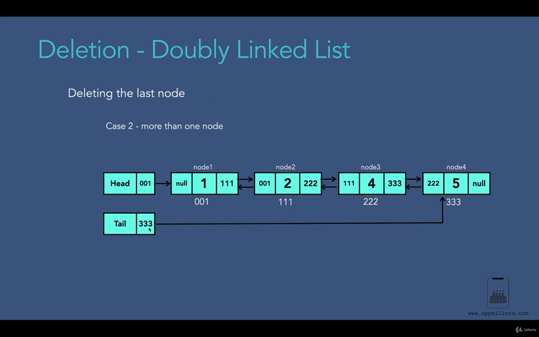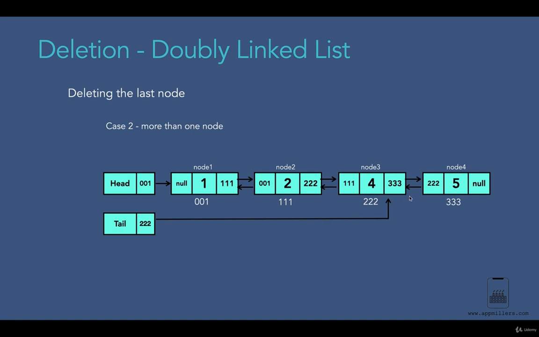Now here the first thing that I'm going to do is update tail to the physical location of the node that comes before the last node. So node 3 comes before the last node, and the physical location of node 3 is 222. So I'm going to update tail to 222, and this creates a link between tail and node 3 over here. And the link between tail and node 4 gets destroyed over here.